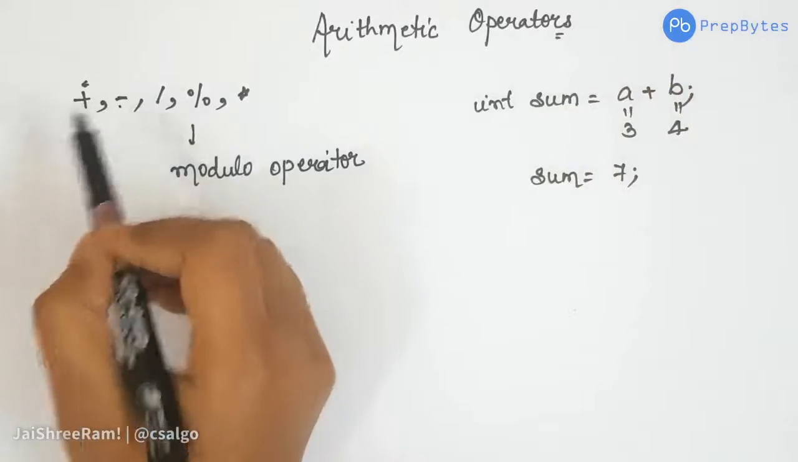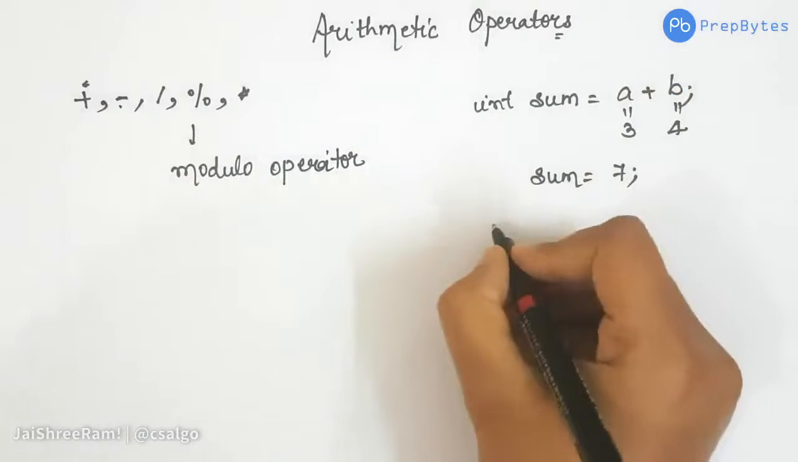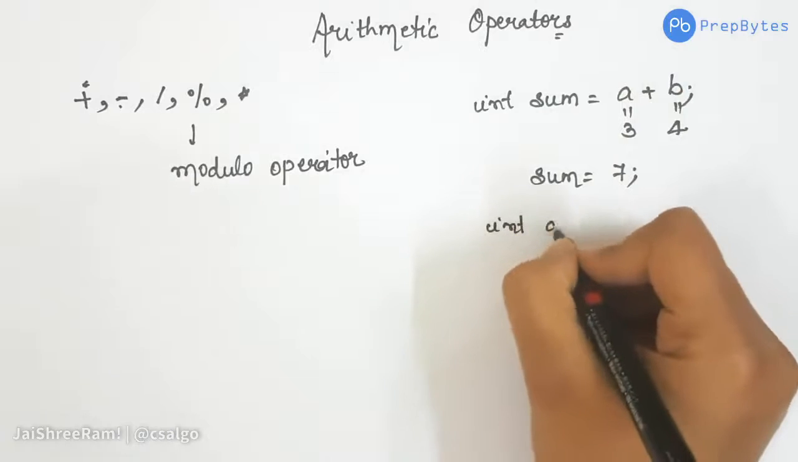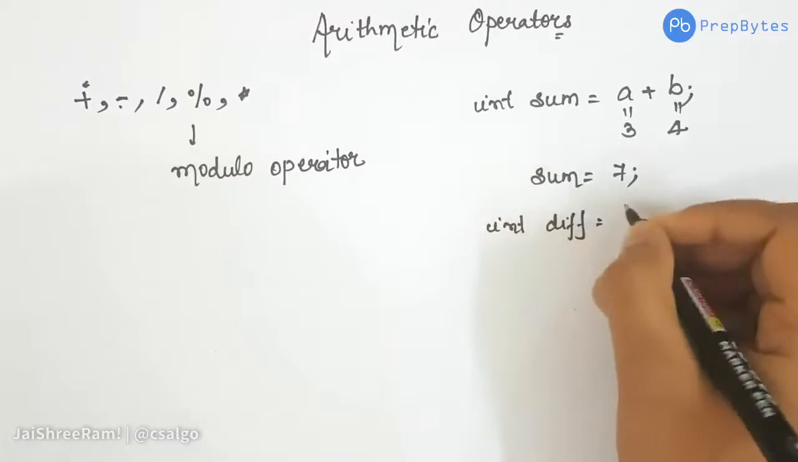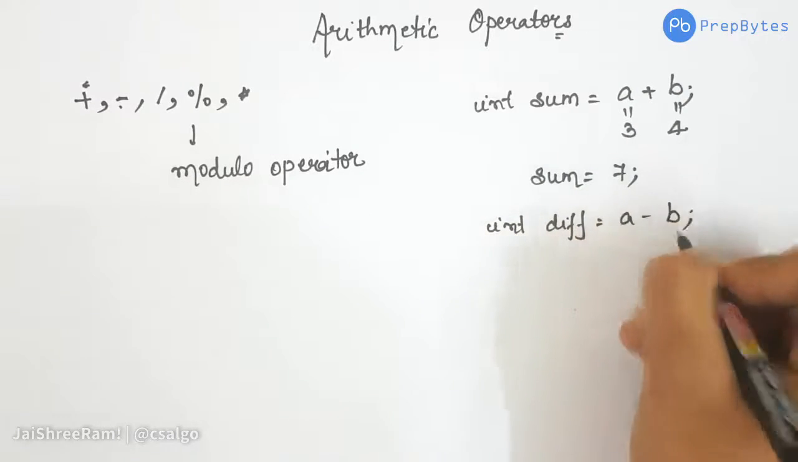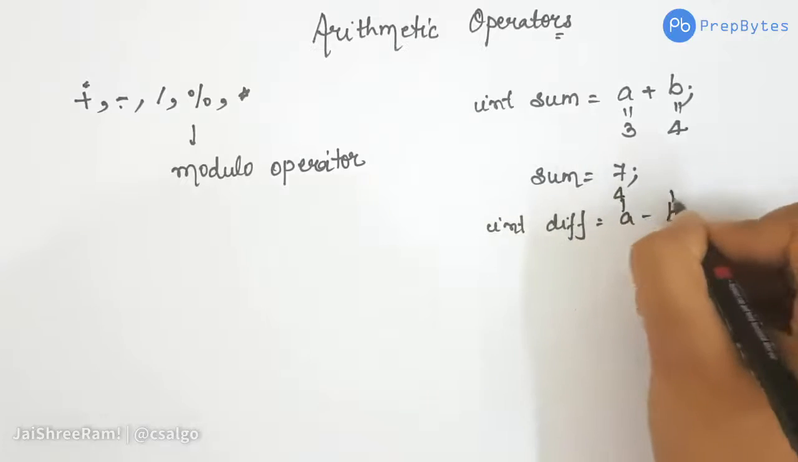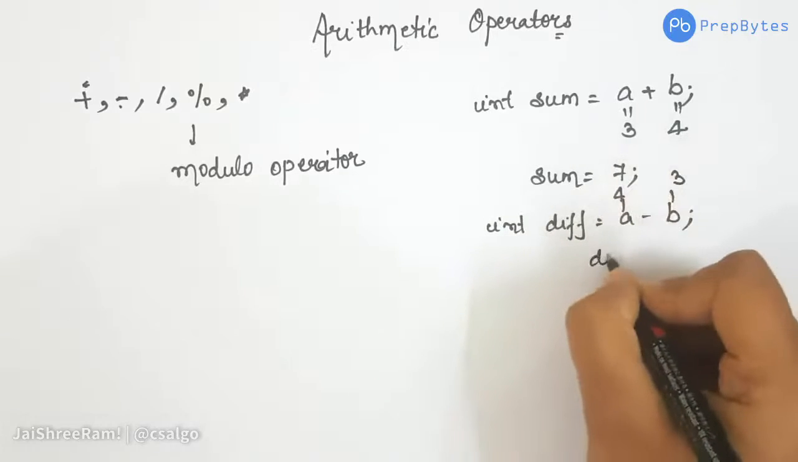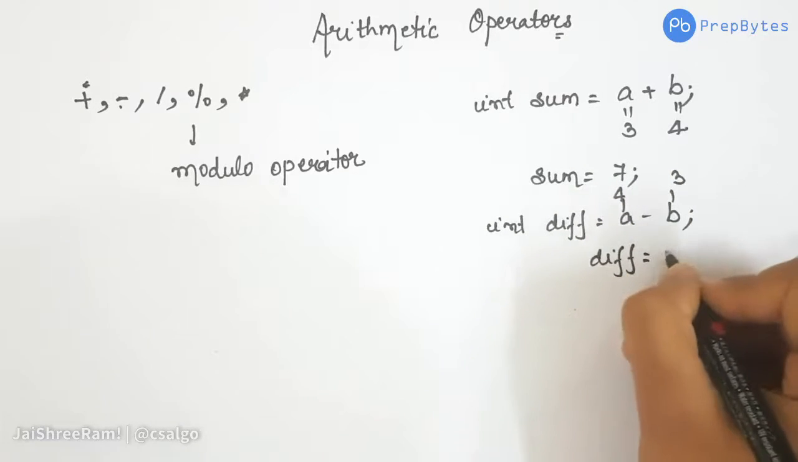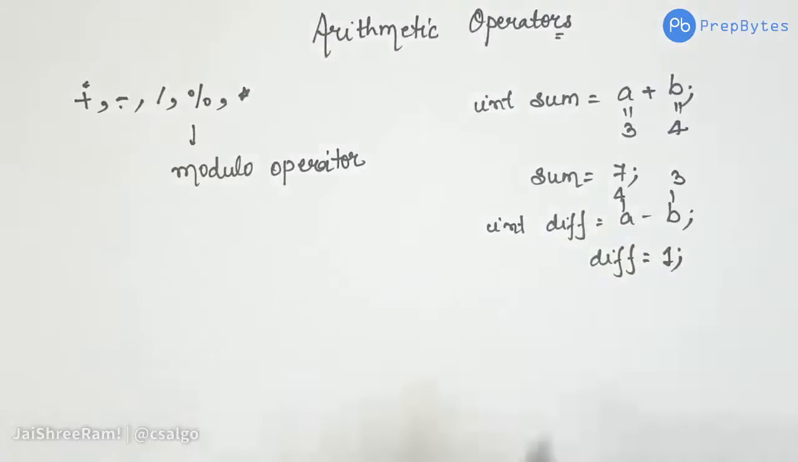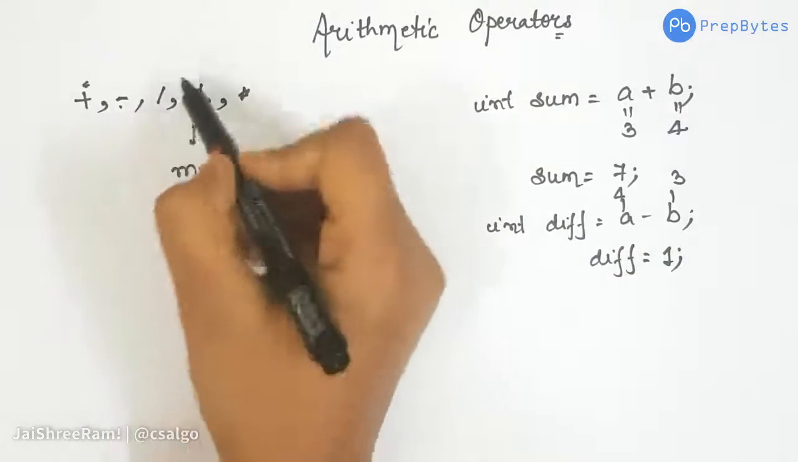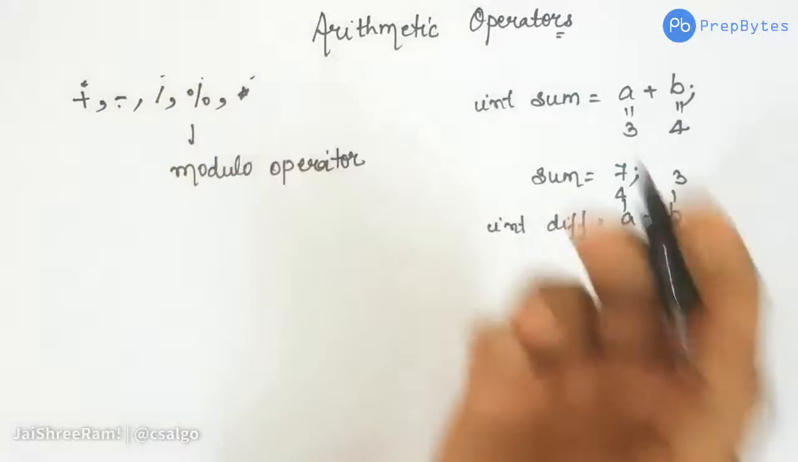Coming back to subtraction, if we do something like int diff equal to a minus b, let's say a is 4, b is 3, we get diff equal to 1. We will talk about division and modulo. First, let's talk about multiplication.